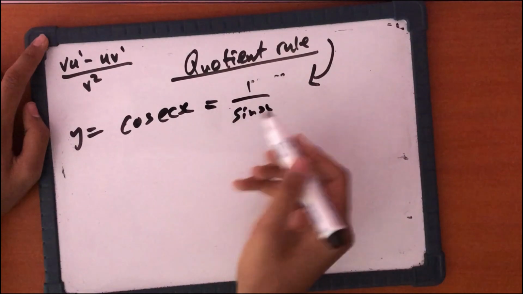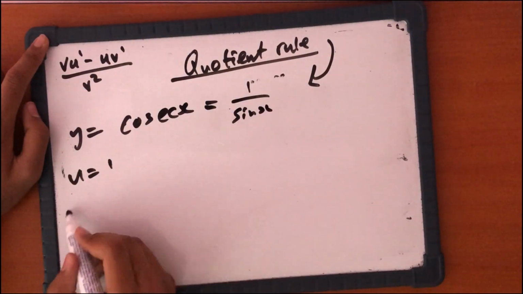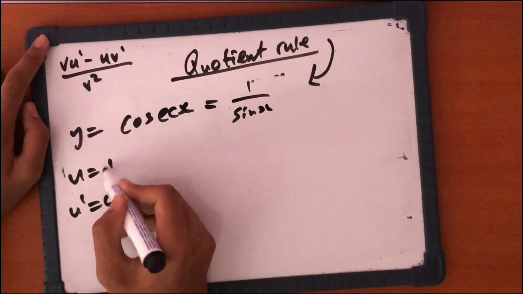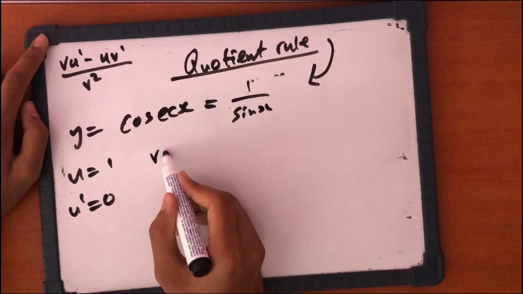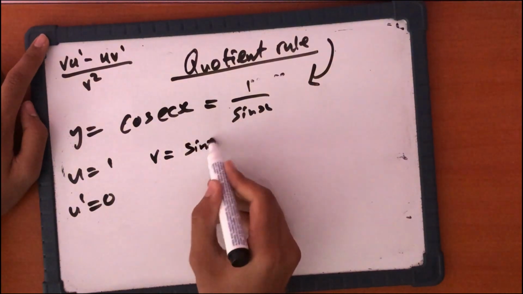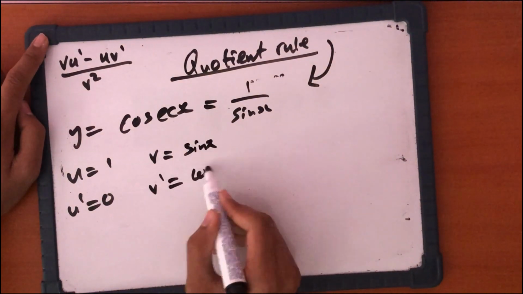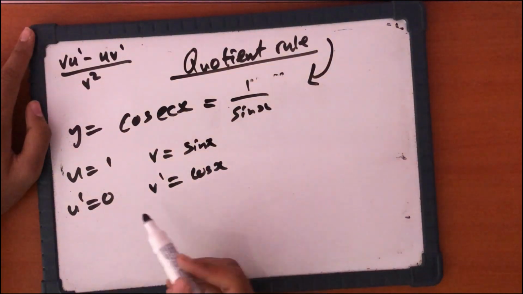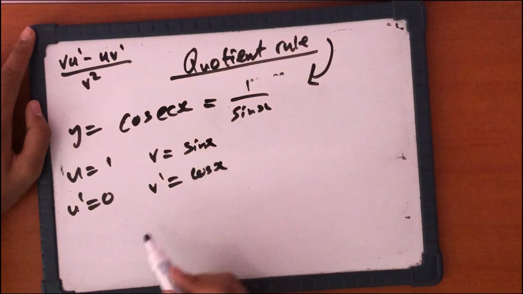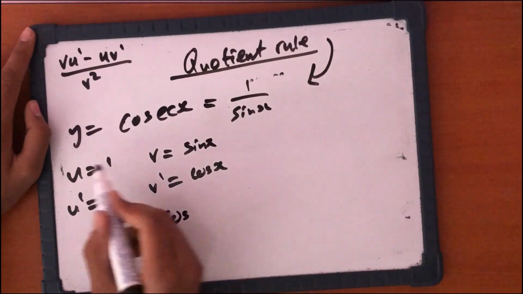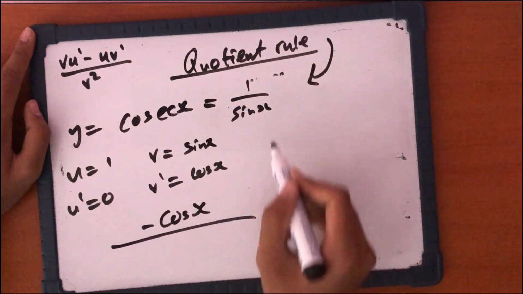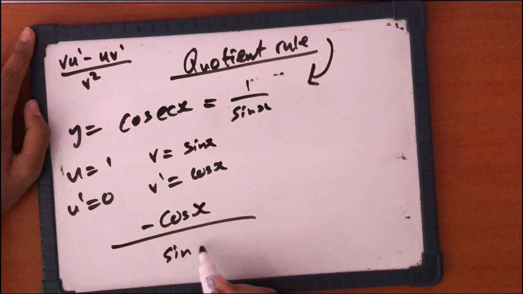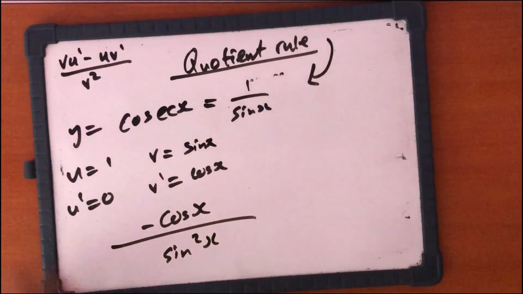Yes. So to differentiate this, you can say u is 1, so u prime is 0. When you differentiate 1, you get 0 because it's a constant, remember. And then v is sine of x, so v prime is cosine x, so the derivative is v u prime, 0 times sine x is just 0, minus u v prime, so minus 1 times cos x, so minus cos x, all over sine squared x, because v squared.